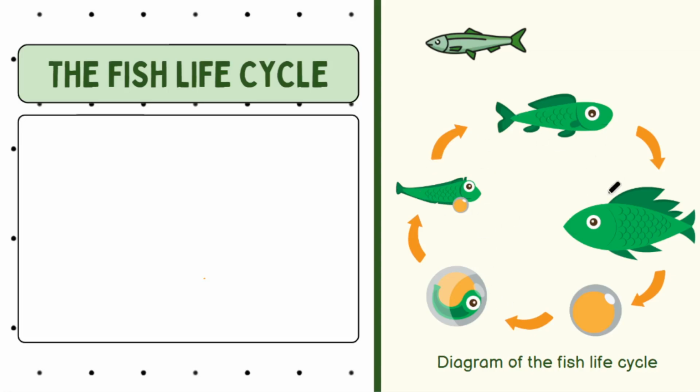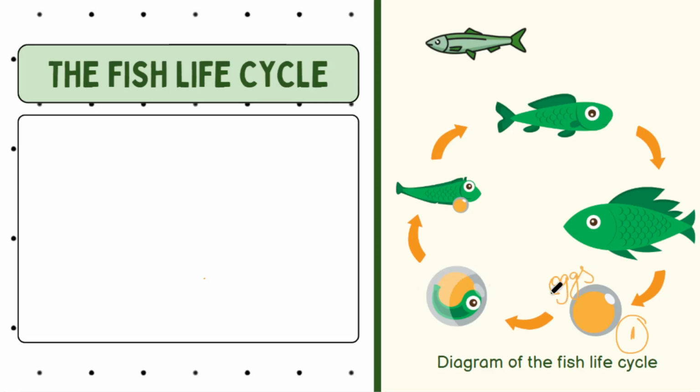So the first thing that happens is the laying of eggs. A fish lays eggs, not just one egg, it lays a lot of eggs at a time. So the first stage is eggs.